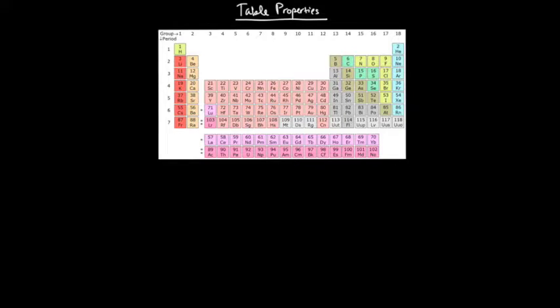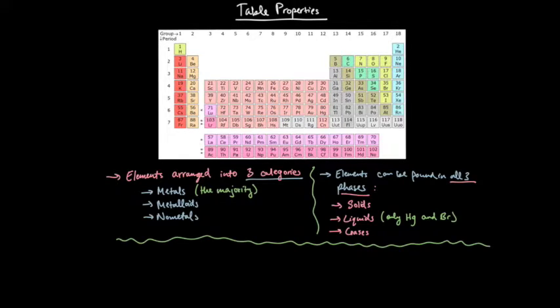Next, you can find elements in all three phases of matter: solids, liquids, and gases. The only thing you really have to remember is that mercury and bromine are the only elements found as liquids in their natural state.